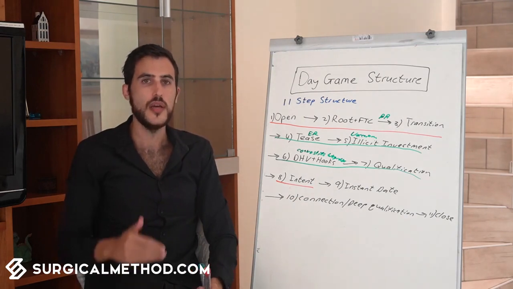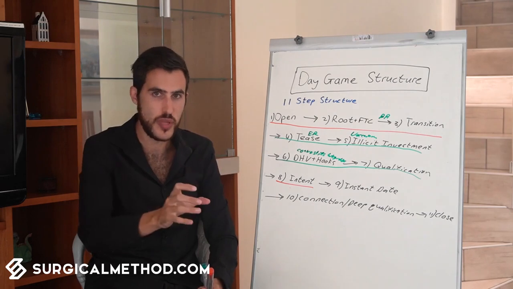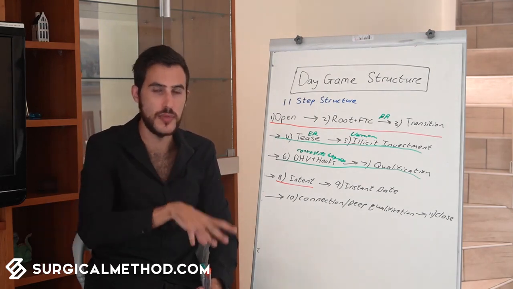What is an instant date? It's going for a coffee. It's going to sit down somewhere, have a date with her right now instead of planning the date in the future. It's right now in the instant moment.